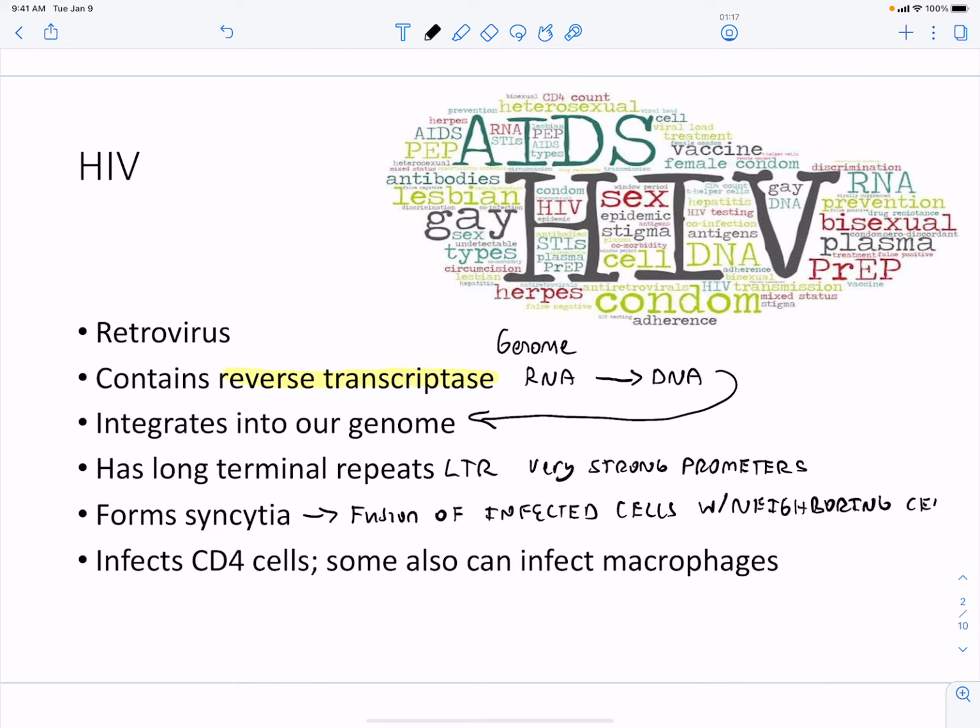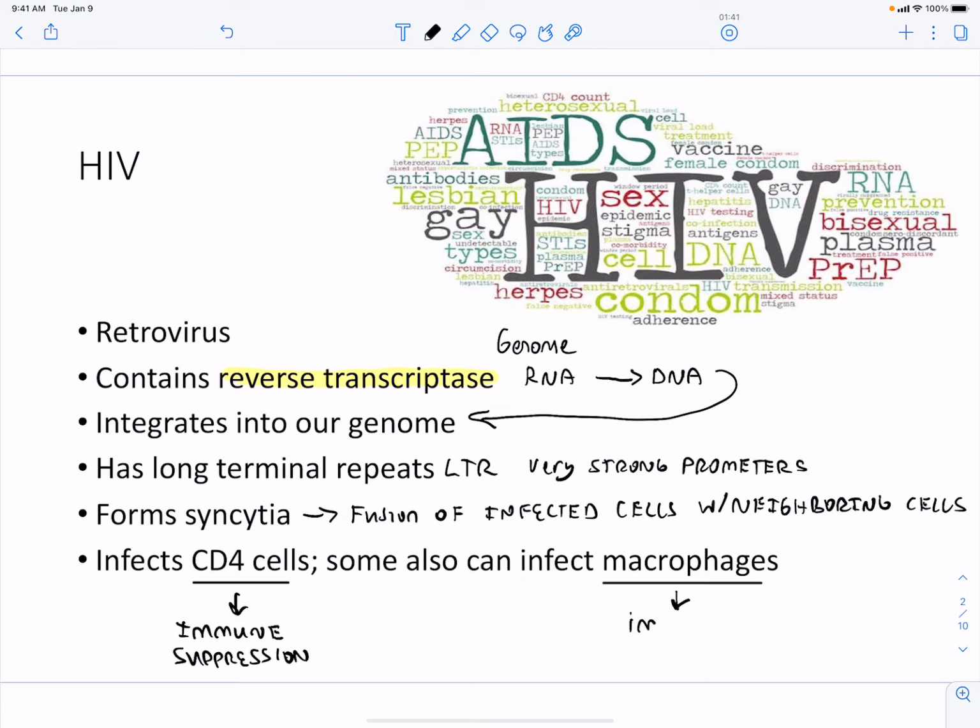And this is a common feature of many viruses, and this is a way for them to hide as well as to get more resources. It's going to infect our CD4 T cells, and this is going to lead to immune suppression. And it's going to infect our macrophages, and this is going to be important for transmission.